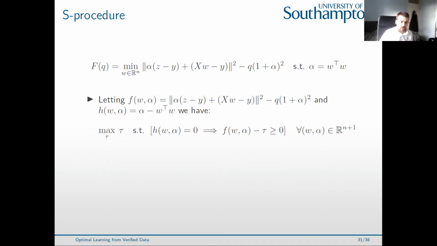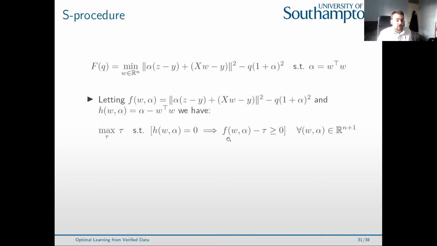The first thing I'm going to do is clean up the notation a bit. I'm going to let F(W, alpha) equal the first term in our objective function, and I'm going to let H(W, alpha) equal our constraint, where I've moved everything to the left-hand side so it's equal to 0. So it's in the form we need to apply the lemma. Then we're going to rewrite our optimization problem in epigraph form, where it's now a maximization problem over a new variable tau, which is just a real number. We say that if H(W, alpha) is equal to 0, that is, if (W, alpha) is feasible, then this implies F(W, alpha) minus tau is more than or equal to 0.